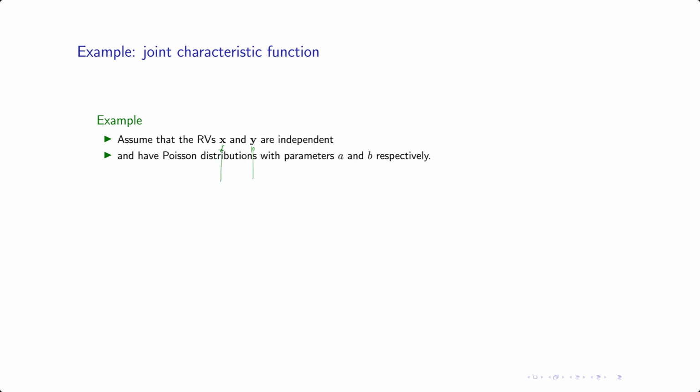So remember that the probability mass function, the probability that X equals k, was equal to e to the power of minus a, a to the power of k, divided by k factorial, and the other one, the probability of Y equal to, let's say, l, is equal to e to the power of minus b, b to the power of l divided by l factorial, and k could be 0, 1, 2, etc., and l could be 0, 1, 2, etc.